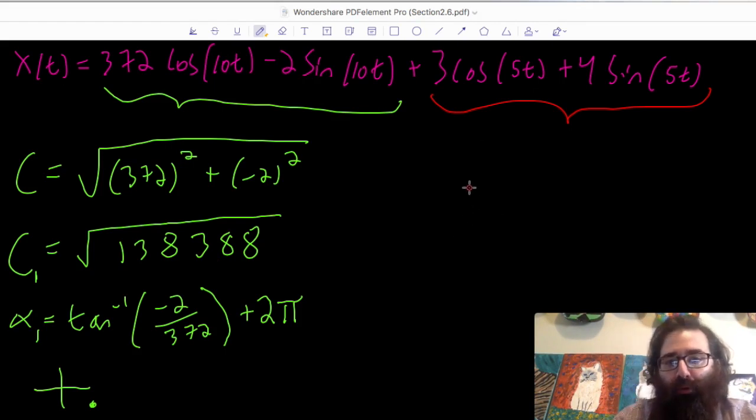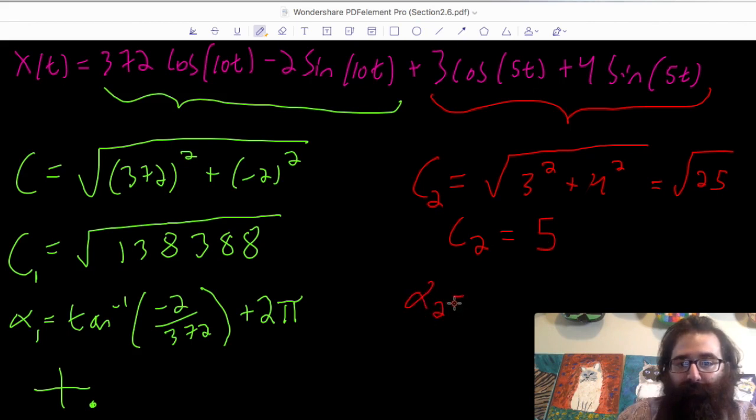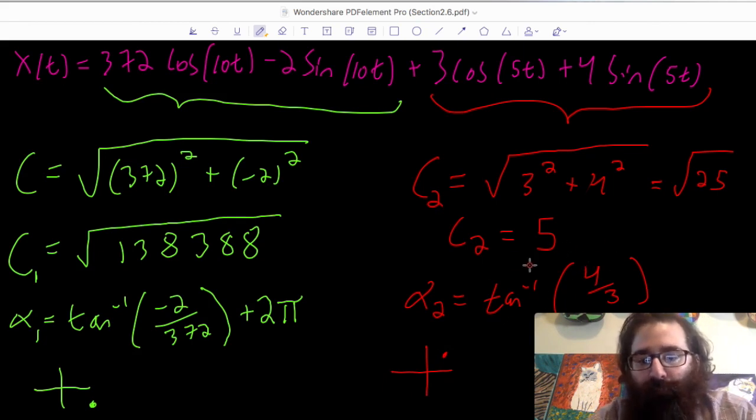Over here, it looks a little bit more my style, a bit more mild. c sub 2 is the square root of, again, a squared plus b squared, but we're looking over here at these two terms. So 3 squared plus 4 squared, which is not a bad one at all. 9 plus 16 gives me 25. So c sub 2 is just 5. And alpha sub 2 is tangent inverse of b over a, which is 4 over 3. But if I think about the quadrant, a is positive, b is positive, so that puts me in quadrant 1, which means I don't have to add anything. That tangent inverse of 4 over 3 is already going to give me something from the principal branch, between 0 and pi over 2. So I'm already set with this.